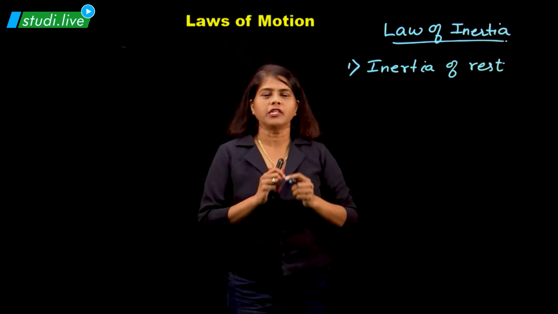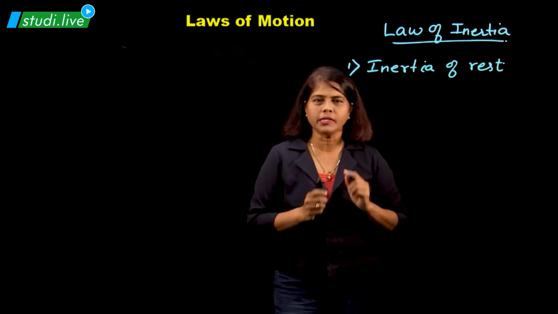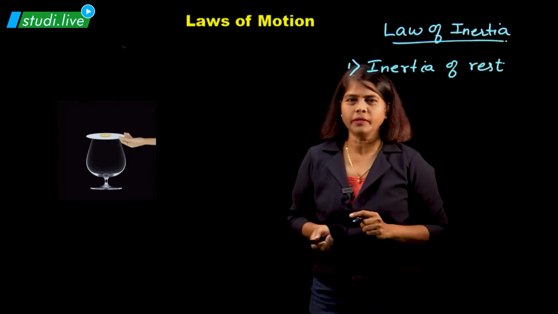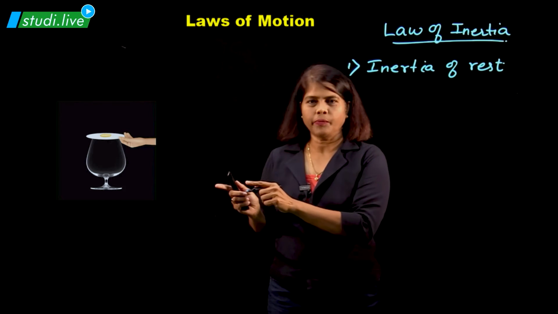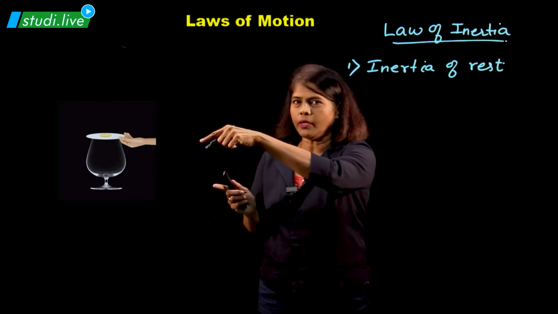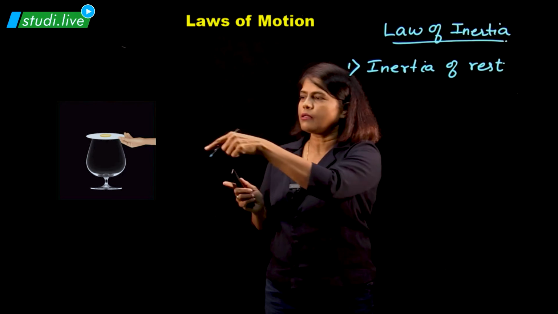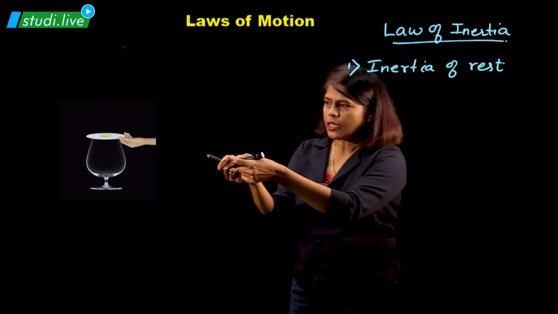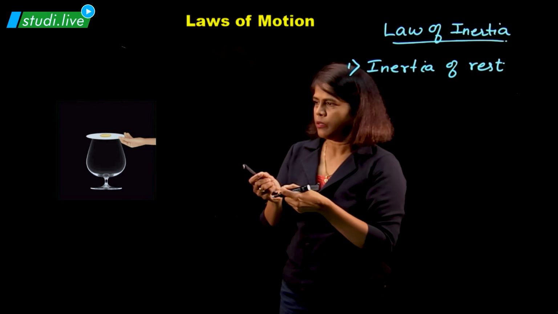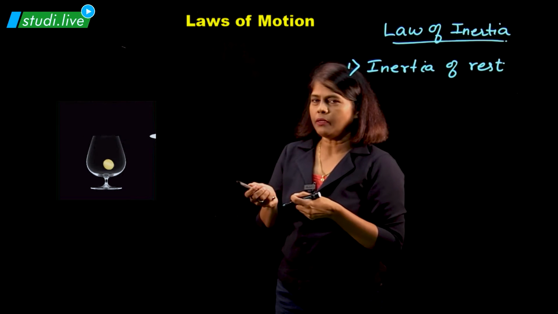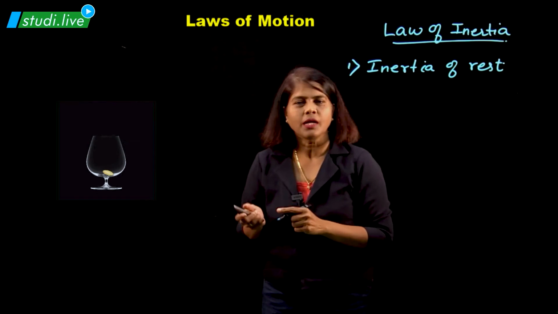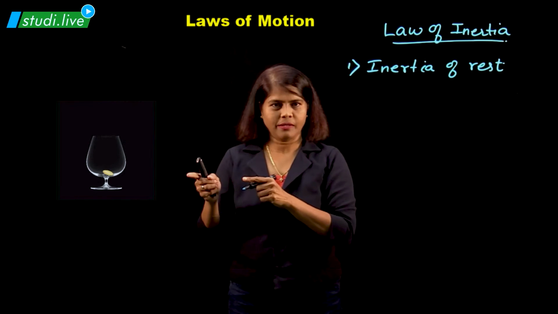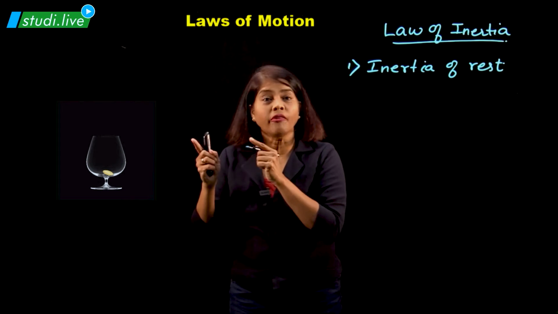Now, what is inertia of rest? To understand this, look at this example. Now, as you can see here, there is a glass, on that there is a cardboard, and on that there is a coin. If the cardboard is flipped, look at this, what will happen? The coin falls. Why does that happen? Because the coin is at rest. That is, it is having inertia of rest.